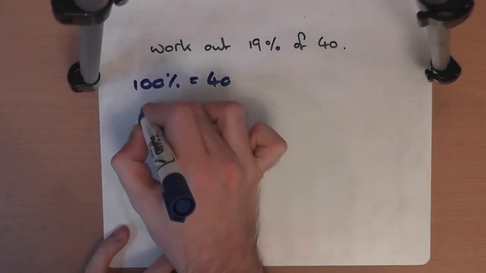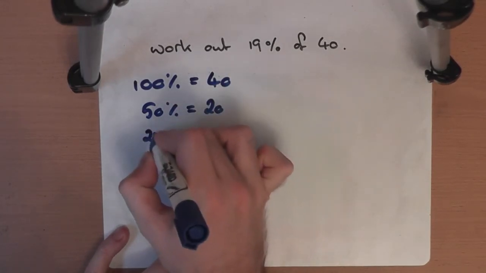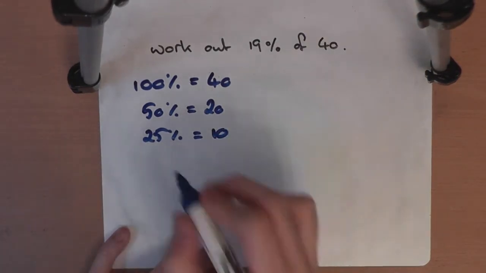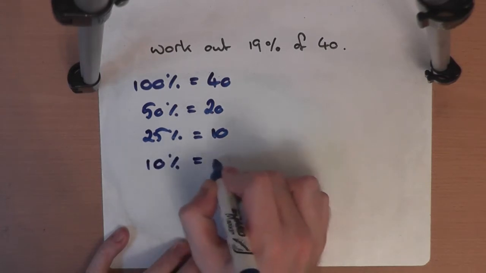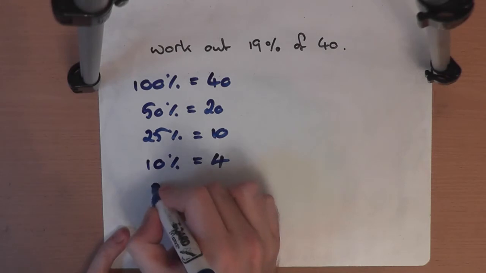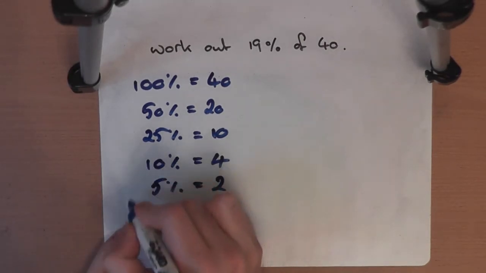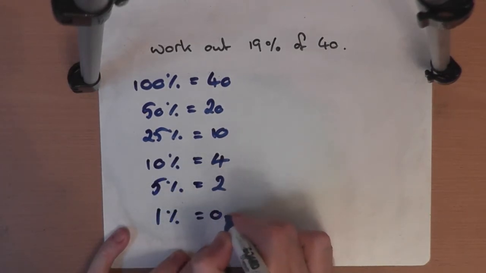We could say, well, we could just find half of that to get 50%, so that's 20. Half of that to get 25%, so that's 10. Or we could do 100% divided by 10 to get the 10%, is 4. Half that to find 5% is 2. Or we could do 10% divided by 10 and get the 1% is 0.4.